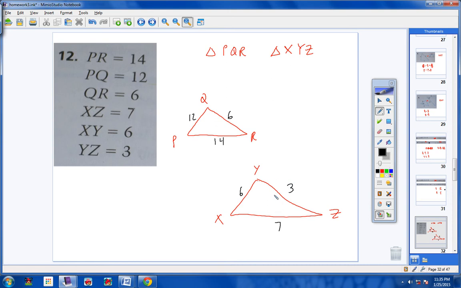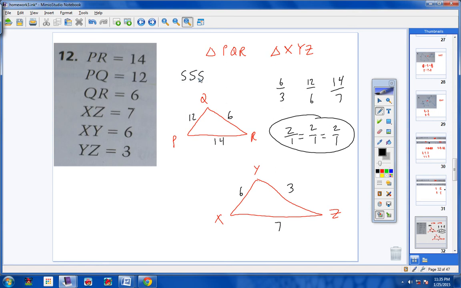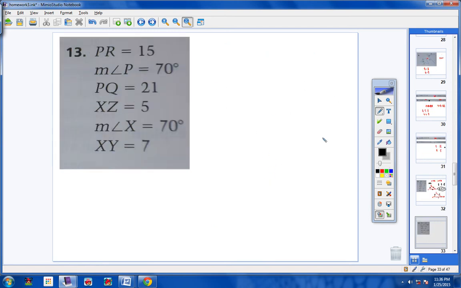Well, it's probably going to be the side theorem, I would think, but let's make sure. Smallest side is 6. Smallest side is 3. Next smallest side is 12. Next smallest side down here is 6. Largest side is 14. Longest side down here is 7. If you reduce all these, you get 2/1, 2/1, 2/1. And they're all equal. So, what theorem would I use? Side. If 3 sides of one triangle are proportional to 3 sides of another triangle, then the 2 triangles are similar.